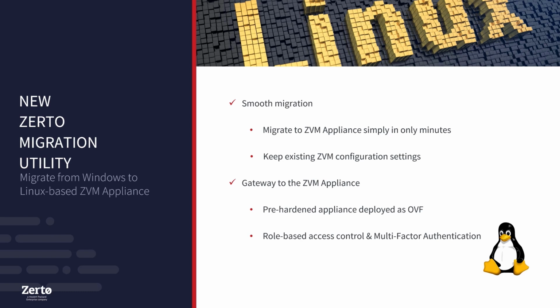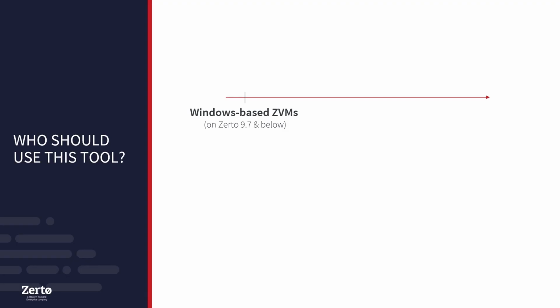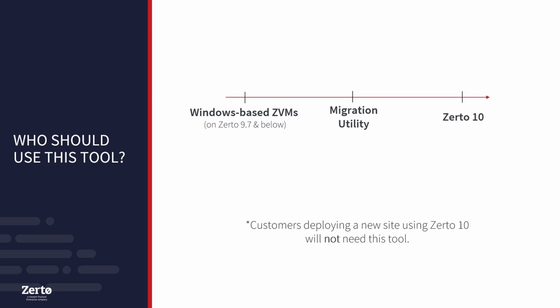Using the ZVMA is required for Zerto 10 and subsequent releases, and using the migration utility is a fast and easy way to get started. This tool is for anyone using Windows-based ZVMs on Zerto 9.7 or earlier. This utility will help you to migrate to Zerto versions above 9.7. Customers deploying a new site using Zerto 10 will not need to use this tool.